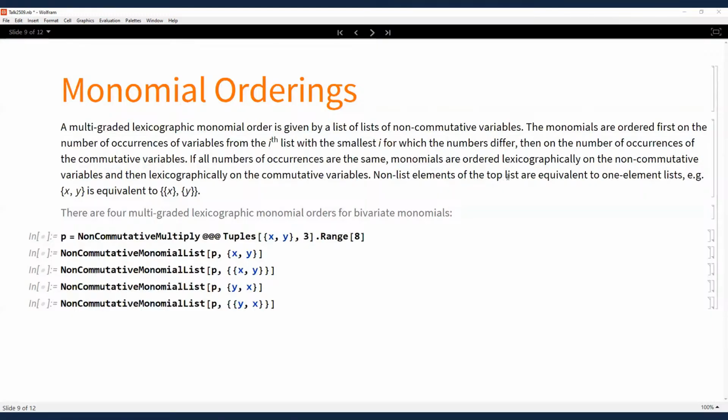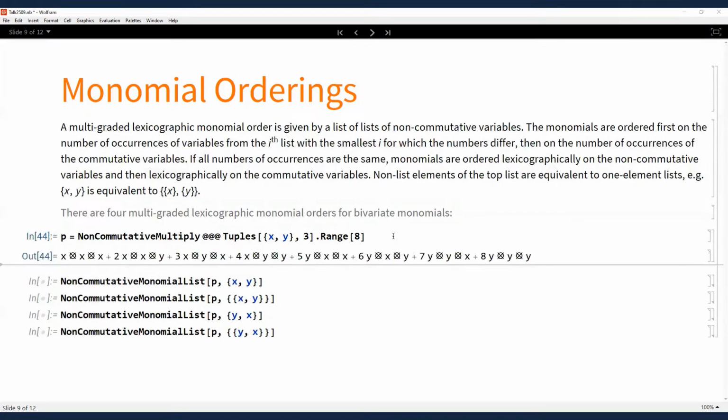Non-list elements in the top list are equivalent to one-element lists. So for example, per xy is equivalent to per singleton x and singleton y. Here are multigraded lexicographic monomial orders for bivariate monomials.